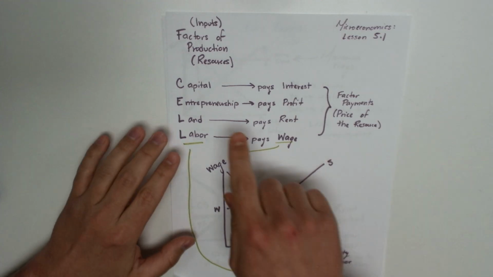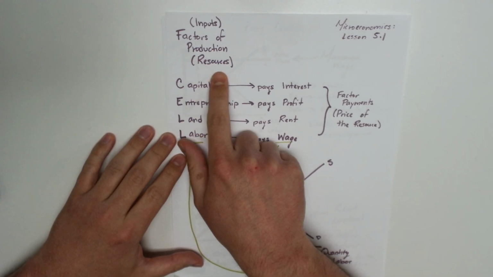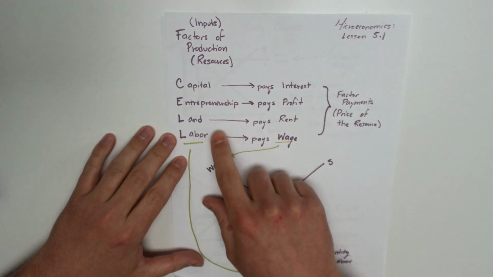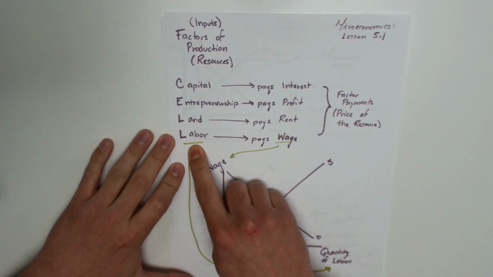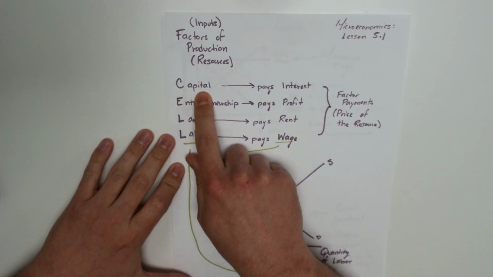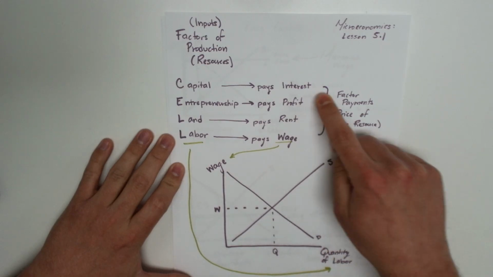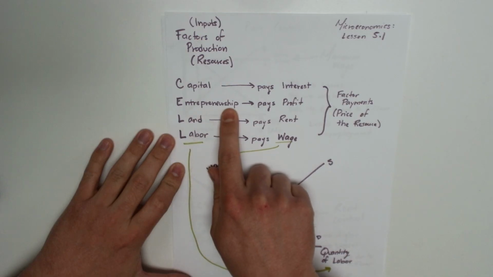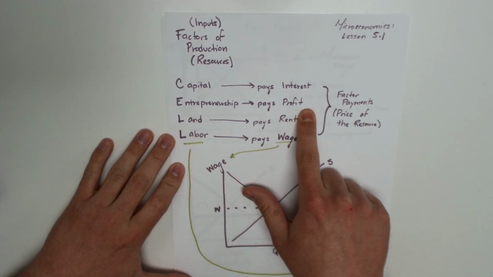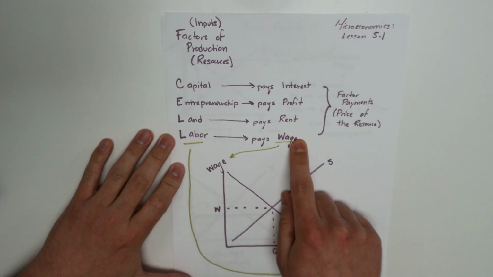First, we're going to look at the different factors of production, which also mean resources or inputs. There's four of them. We're going to use the acronym CELL to memorize them. C stands for capital, and capital pays something called interest. This is the factor payment or the price of the resource. Entrepreneurship pays profit, land pays rent, and labor pays wage.